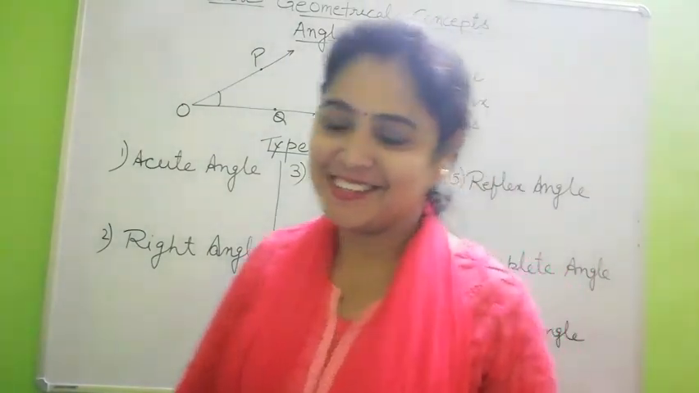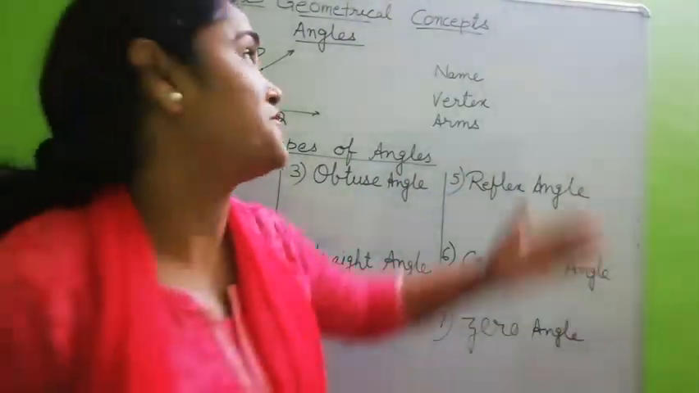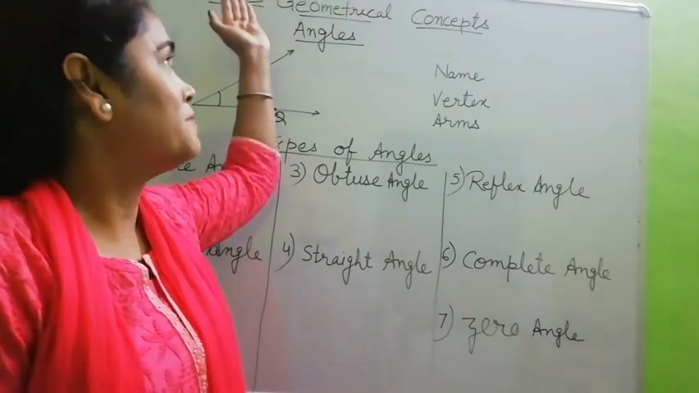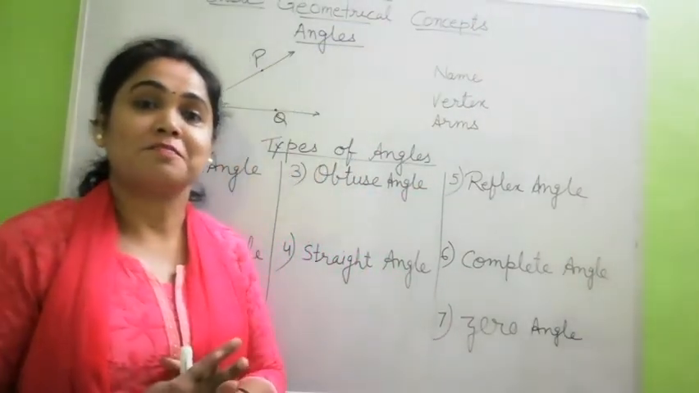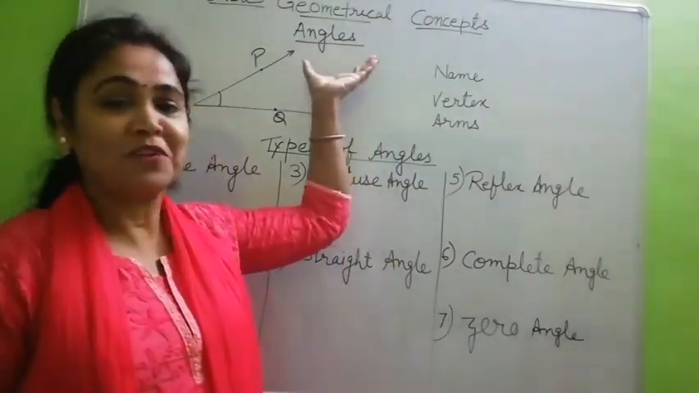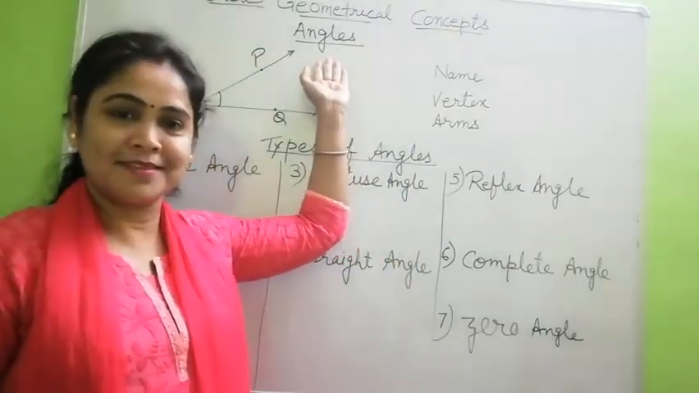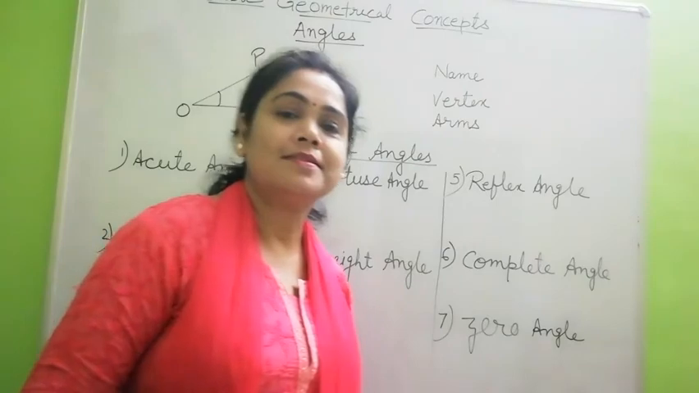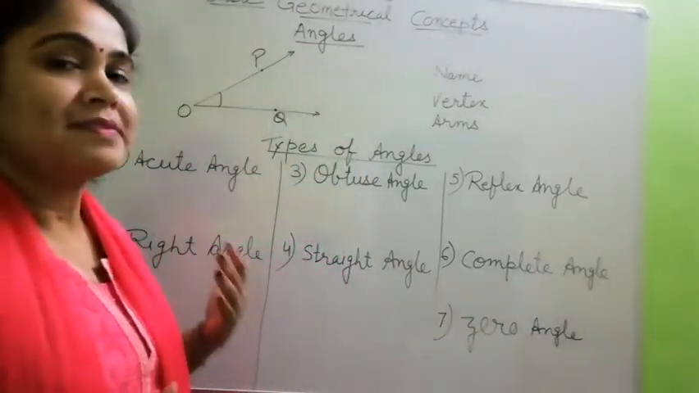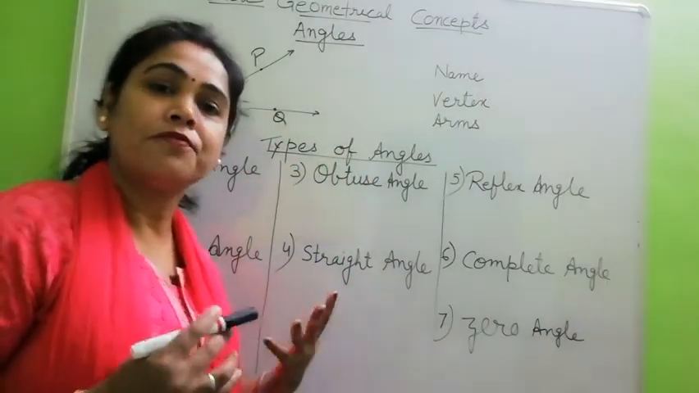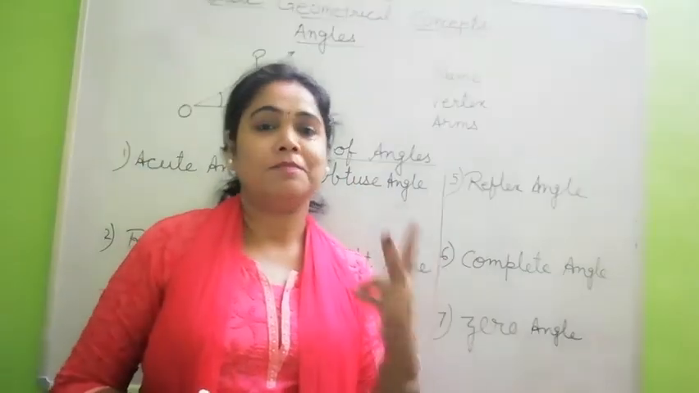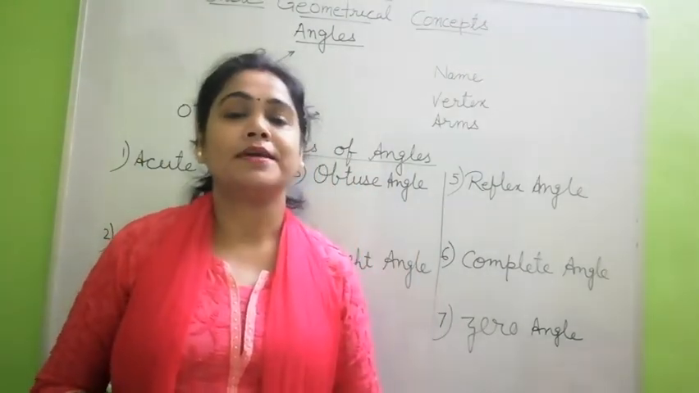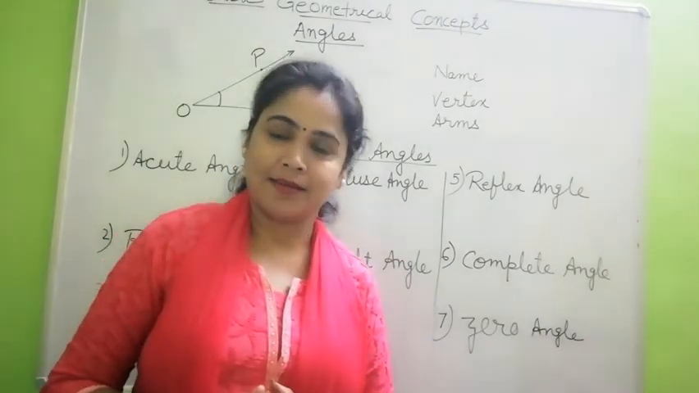Hello children, this is my third video of chapter 12, basic geometrical concepts, and here I will explain the most important topic which you love to learn: angles. In angles we will learn first how we form an angle. When two rays meet at any point, they form an angle.